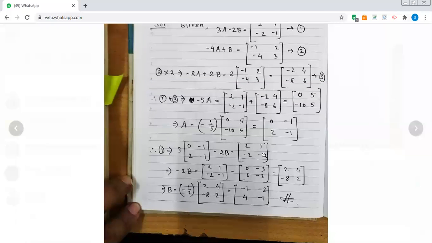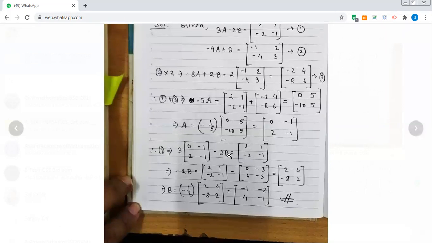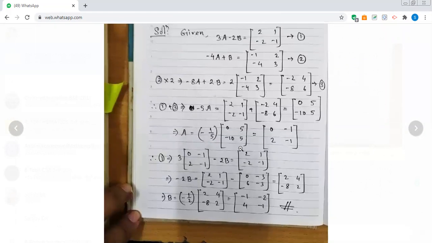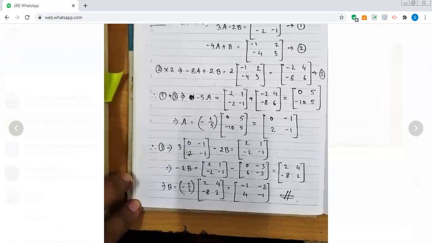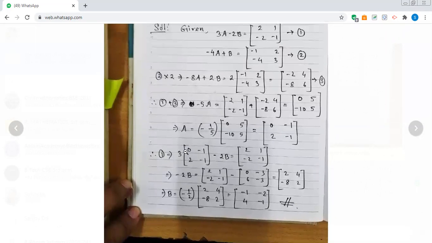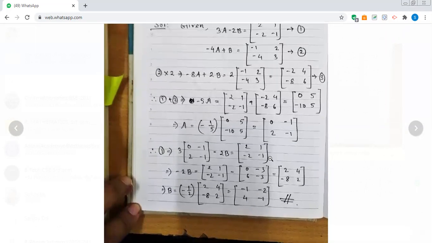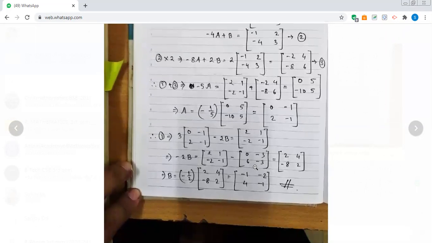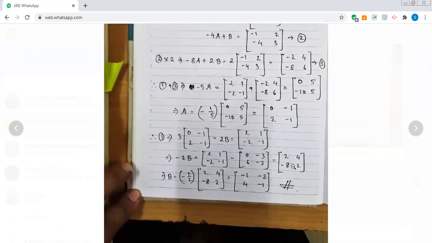So next step is what? What do we need? The value of B. So the term with B is taken to be on the left hand side. And on the right hand side, look, 2, 1, minus 2, minus 1 is the same, minus this scalar multiplication. I have done it directly, that is 3 into 0 is 0, 3 into minus 1 is minus 3, 3 into 2 is 6, then 3 into minus 1 is minus 3. So in this way you can subtract this to get the matrix 2, 4, minus 8, 2.